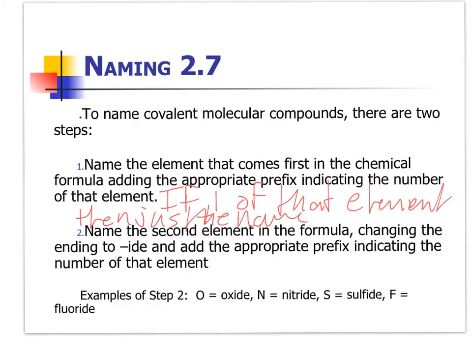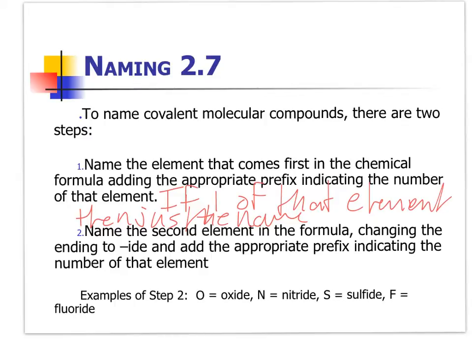Now, the second step is naming the second element, and you have to change the ending. If the second element is 1, you do have to indicate the prefix, even if just 1, for the second element. But you also have to change the ending to IDE. That will require a lot of practice. Again, that's why we do it enough times.